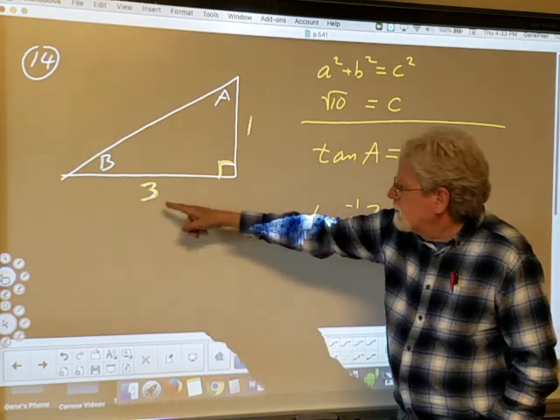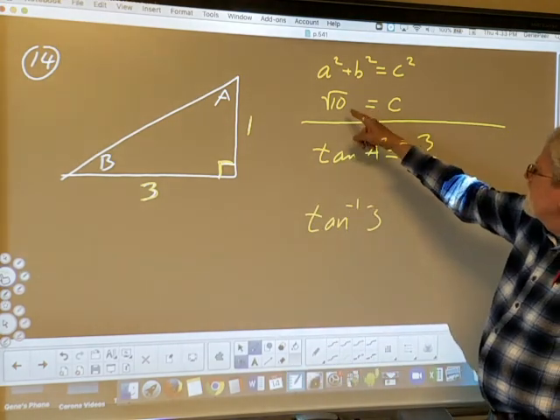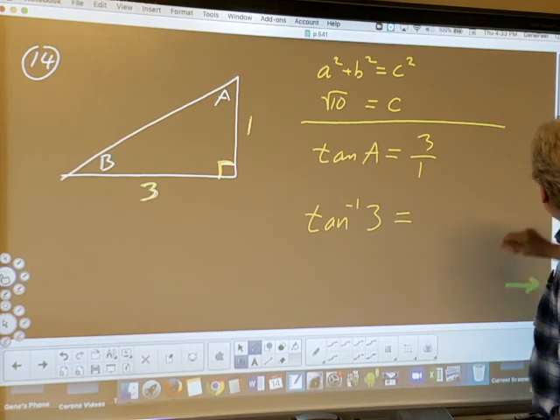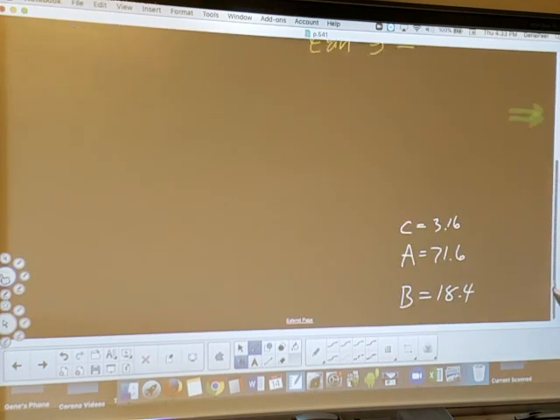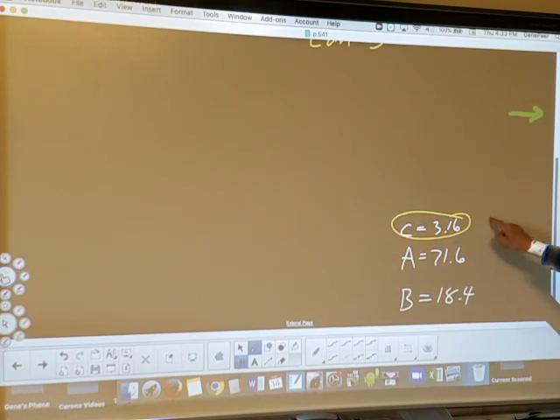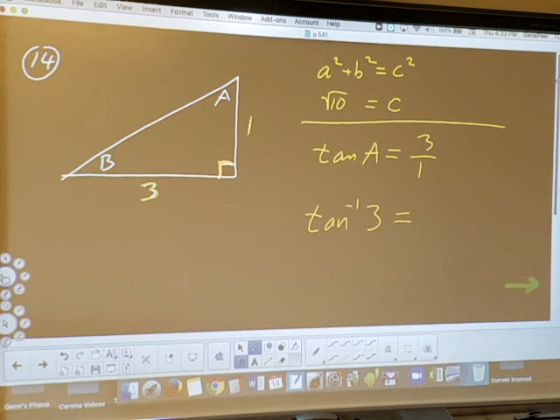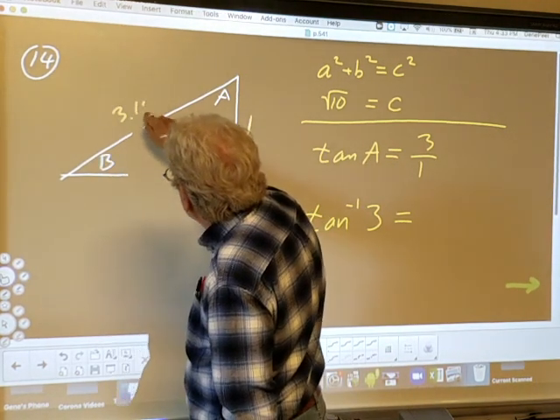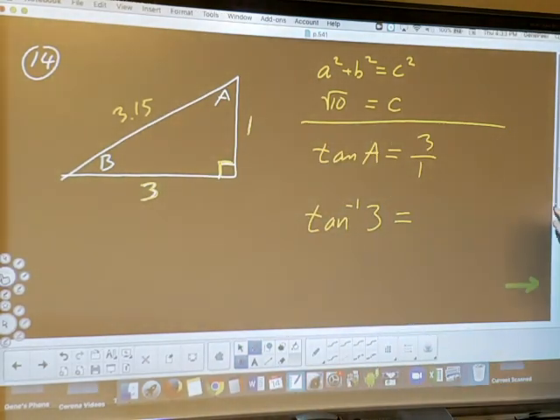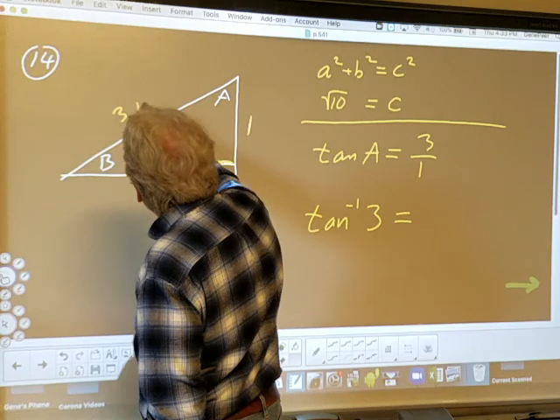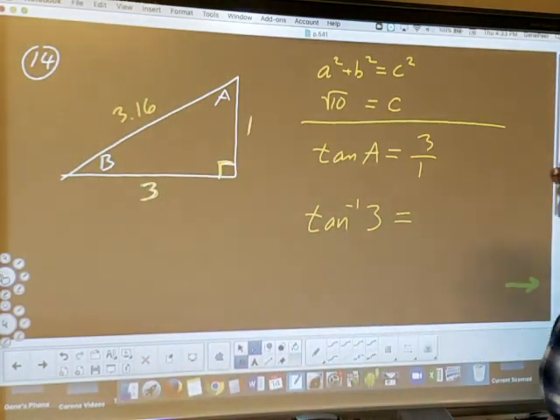That's going to be 9 plus 1, that's 10, so c is the square root of 10. The square root of 10 ends up being 3 point something. C ends up being about 3.16. What did I say that was, 3.15? 3.16. All right, now, to find the angles.